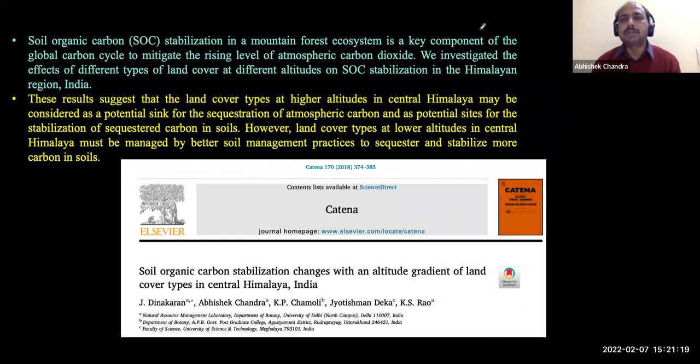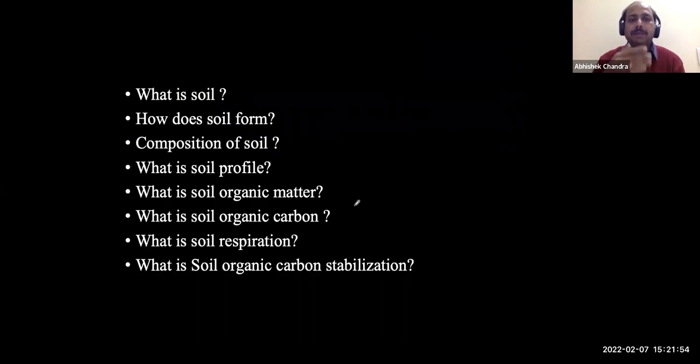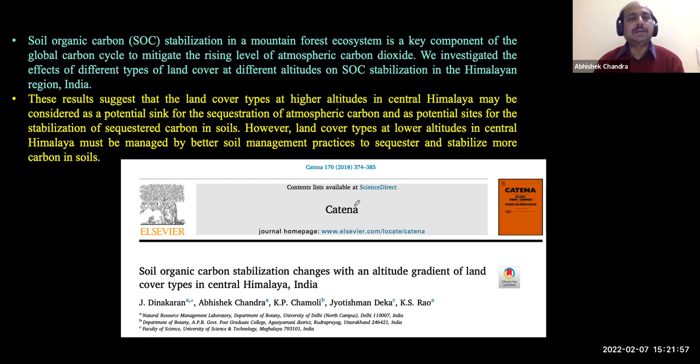Basically, we took up soil organic carbon in the ecosystem, which is considered a key component of the global carbon cycle for mitigating rising atmospheric carbon dioxide. We investigated the effect of different types of land use and land cover, and how soil organic carbon is stabilized in the Himalayan region. In this experiment, performed by our group, we found this to be important for carbon sequestration and stabilization in the soil.